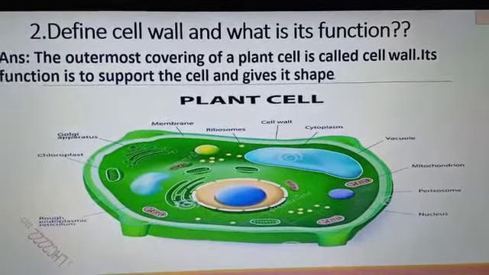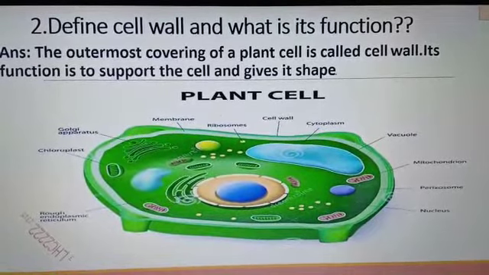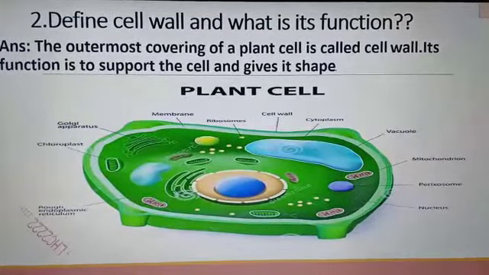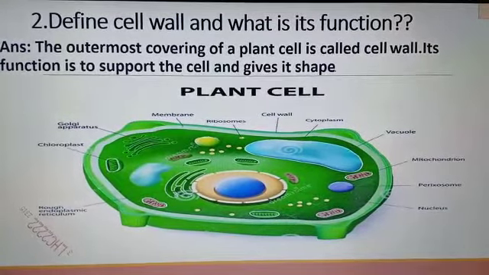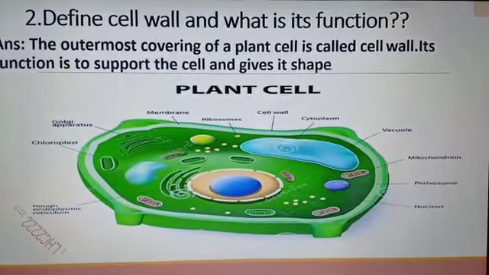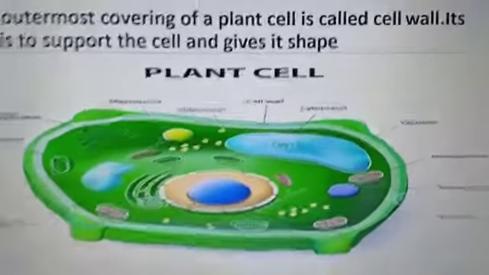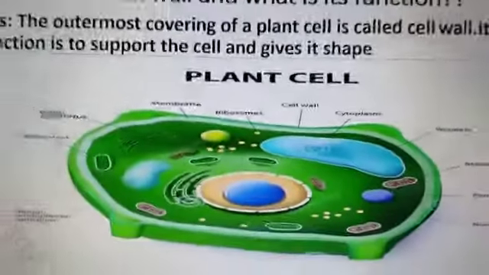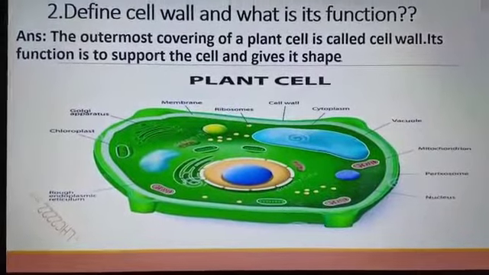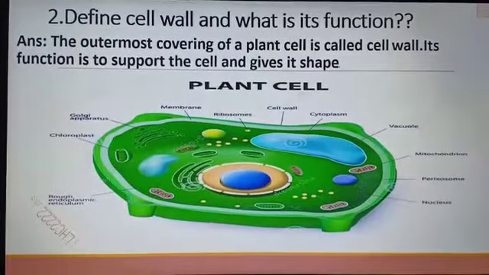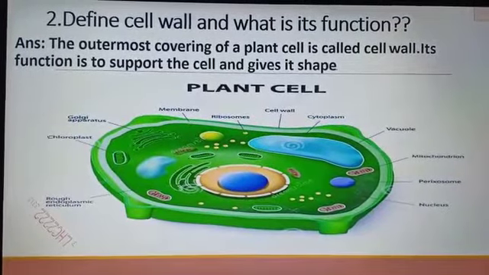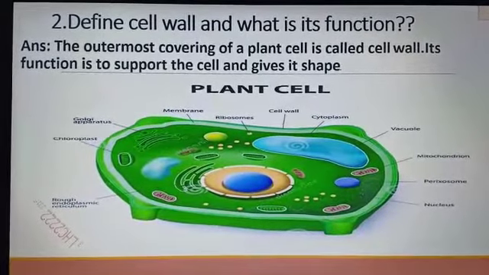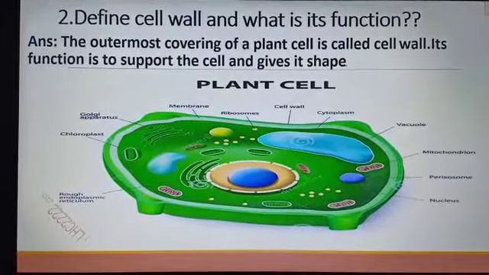Now here is the second question, and the second question is, define cell wall and what is its function? Answer is, the outermost covering of a plant cell is called cell wall. As you can see in the diagram, the outermost covering is cell wall. Its function is to support the cell and give it shape. You can take the example of your room or your house. Its wall gives it shape and supports it.